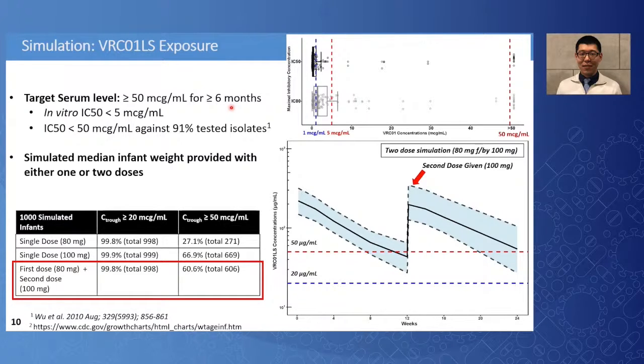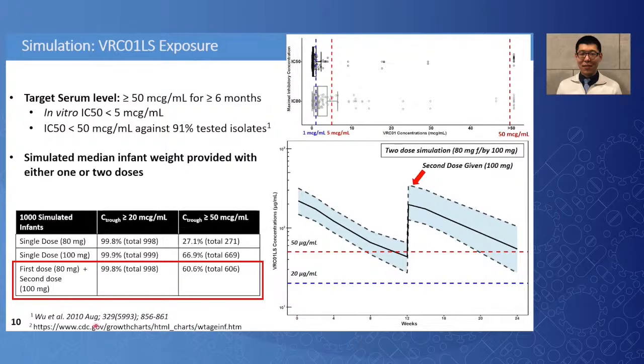In the article by Wu et al., 91% of tested isolates have IC50 less than 50 micrograms per ml. This is depicted here in the figure to your right. The blue represents the concentration 1, red as 5, and dark red as 50 micrograms per ml. As you can see, a VRC01LS concentration of 50 micrograms per ml would cover IC50s for most tested isolates.